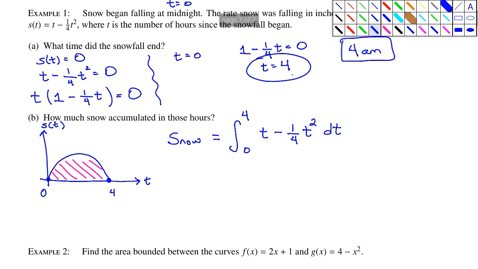And now we take the antiderivative. So this is going to be t squared over 2 minus t cubed over, and I need to divide by 3, but there was already a 4 there, so those multiply to give me 12. We evaluate from 0 to 4.